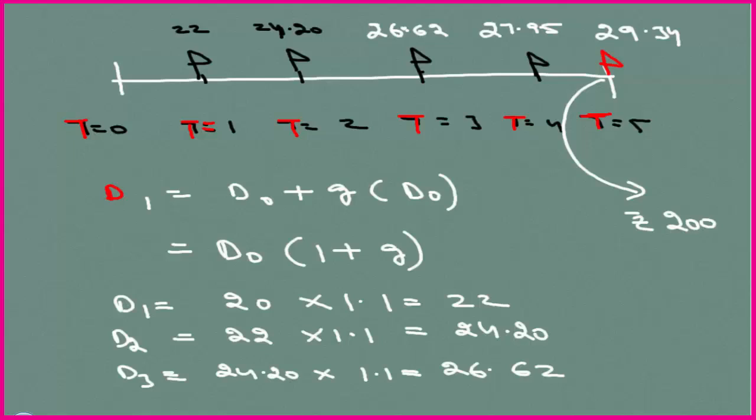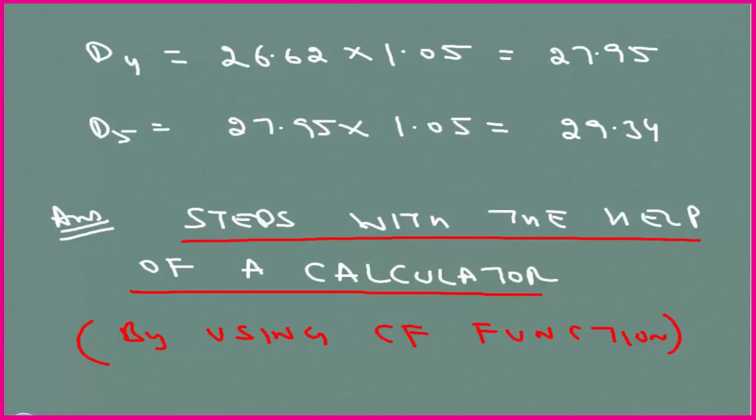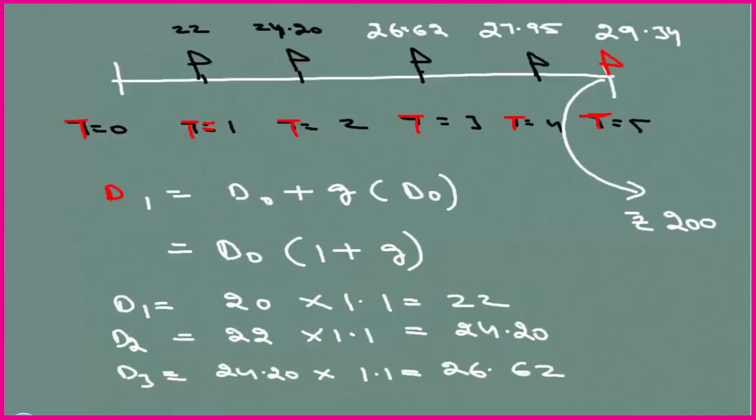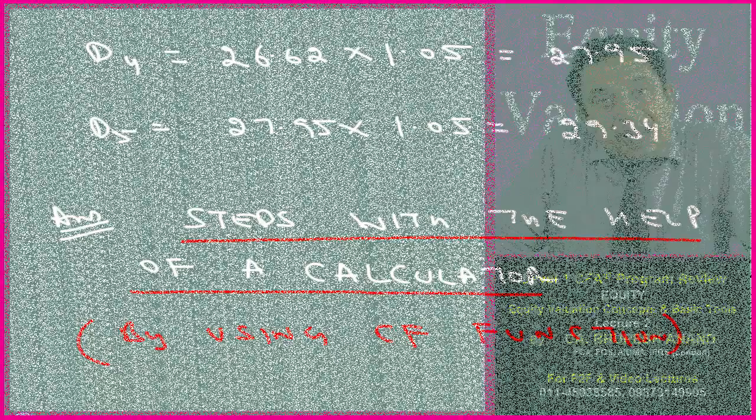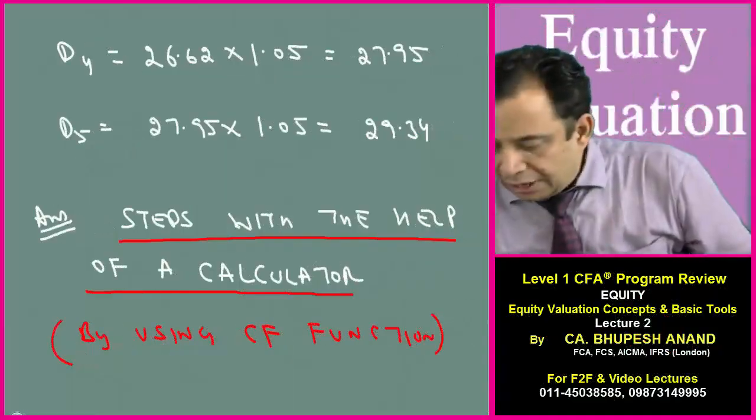So like this, I have calculated $22, $24.20, $26.62, 29.34. So these calculations are very easy. Just firstly write down and please calculate with the help of your calculator whether I have written this or not. D1 22, D2 24.2, D3 26.62, D4 27.95, D5 29.34.